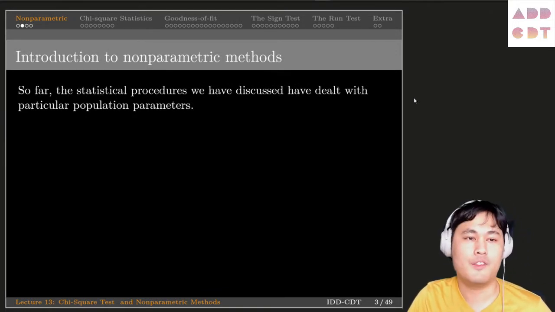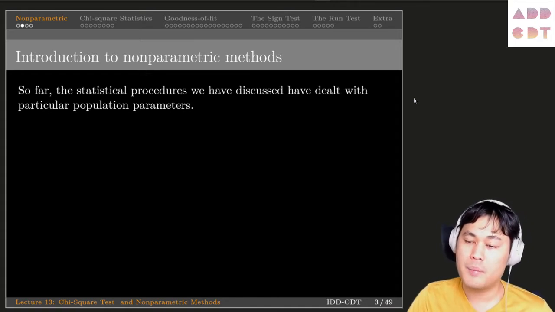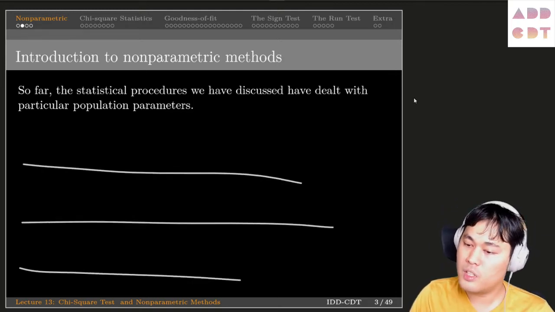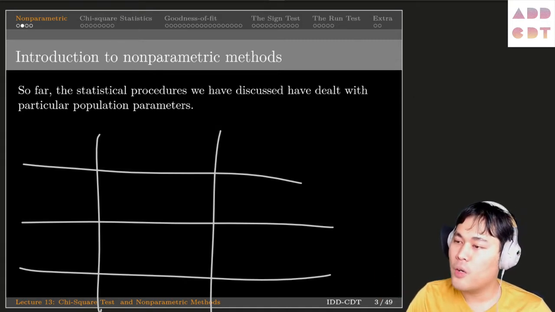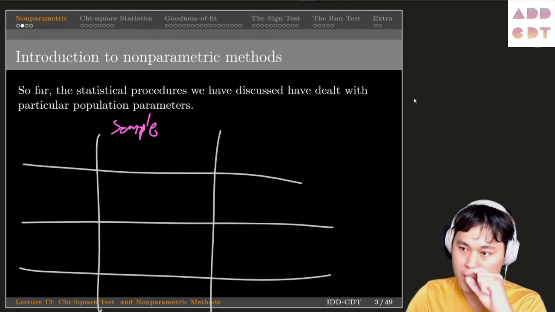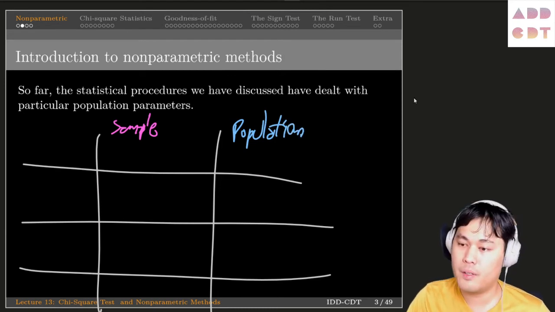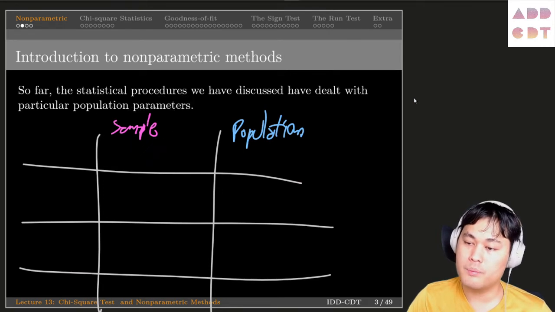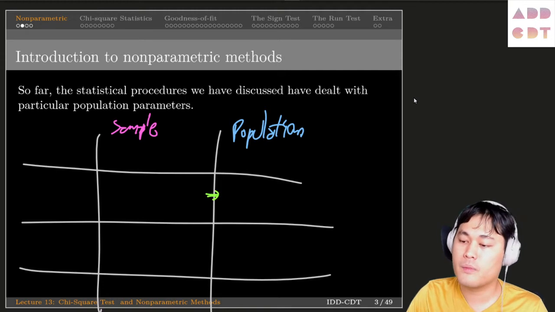So what we have done so far is that we are discussing how to deal with particular population parameters. When we talk about parameters, you should imagine a 2x3 table where we have the sample on top, and the other column is for the population. The goal of what we have done so far is to use the numbers that we got from the sample to estimate what the actual population parameters are.